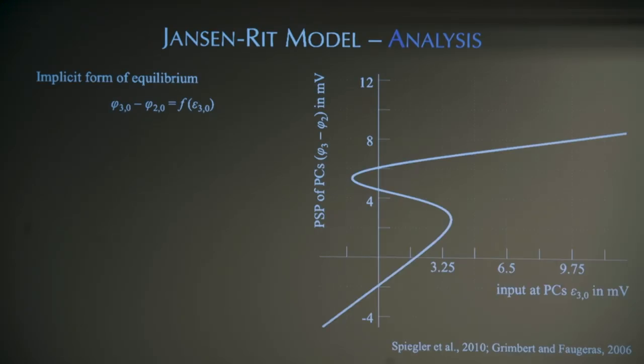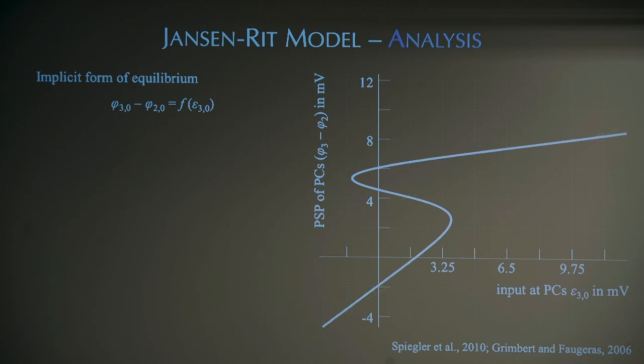So now first we look for the stability. Because it's six-dimensional, you cannot display it. It's a projection. What we see from the state is only the postsynaptic potential of pyramidal cells as a function of the input to the pyramidal cells. Why pyramidal cells? Because they are meant to generate EEG and MEG, because of their morphology, how they look. And here is the equilibrium curve that we see.